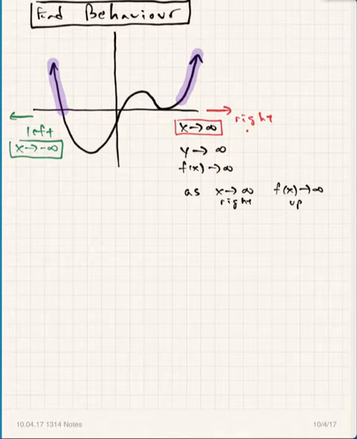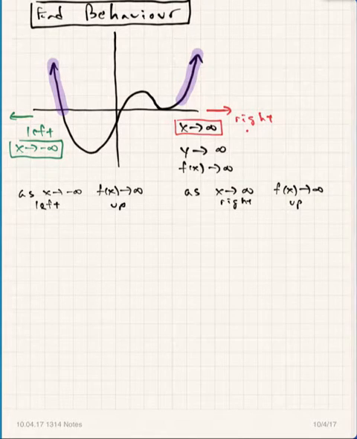In the other direction, what's happening there? As x goes to negative infinity, in other words, you're moving off to the left on the graph, then what's the graph doing as you're moving off to the left? Well, it's going up also. And so f of x is going to infinity here. That means you're moving up in that direction also.